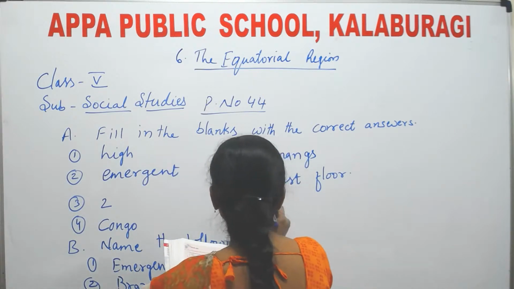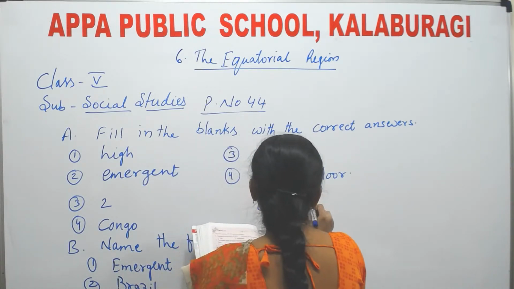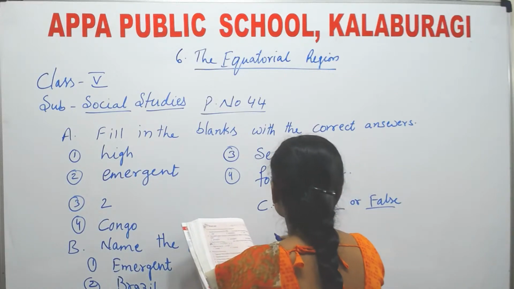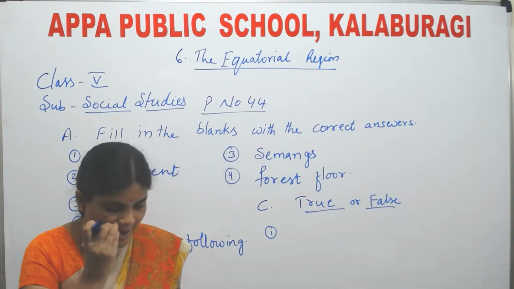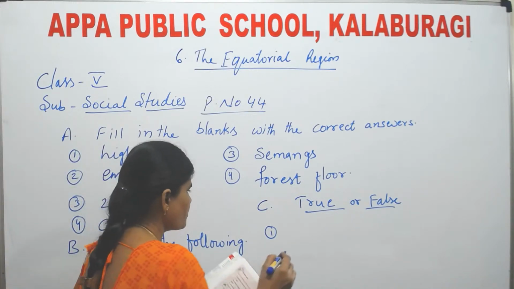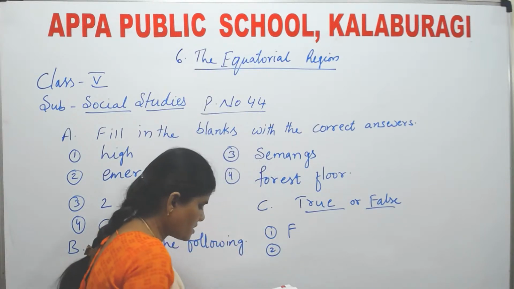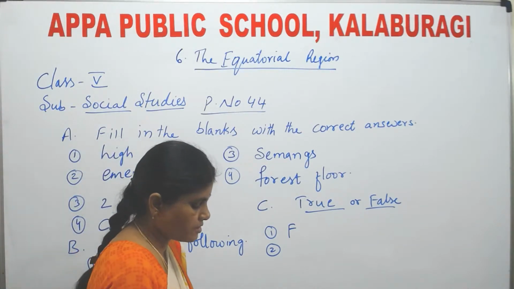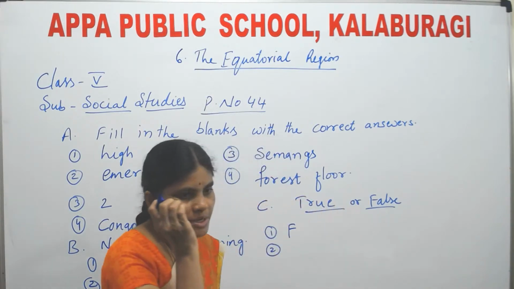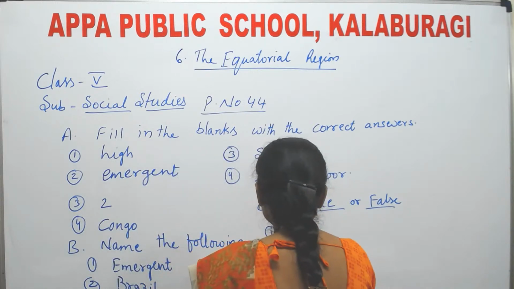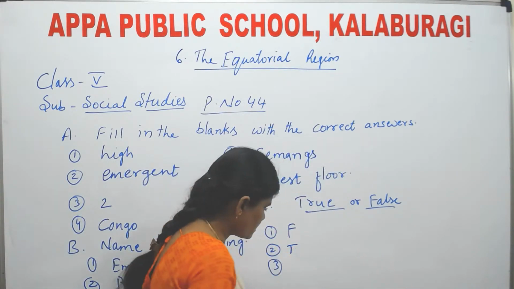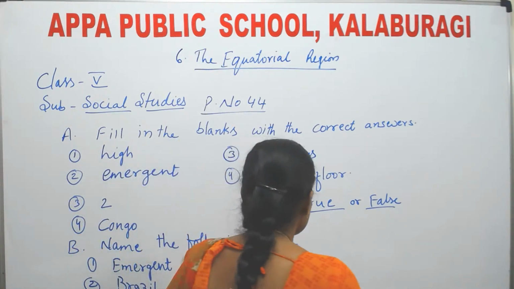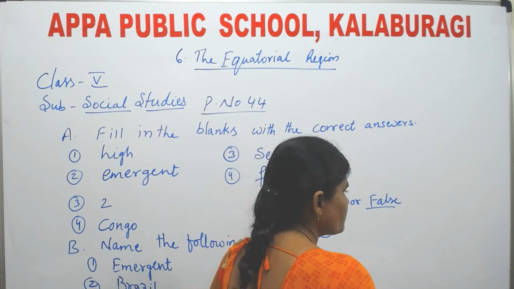Now, next is bit number C. True or false? First one: the daytime heat in the equatorial areas is tolerable. False. Next, the equatorial rainforests form a top layer called canopy. So canopy is formed by the tops of the trees and the branches. Next, third one: the canopy is formed by the crowns of most trees. True. It is formed by the crowns of most of the trees.